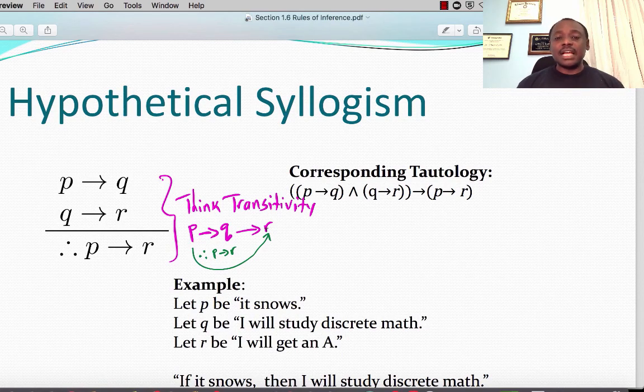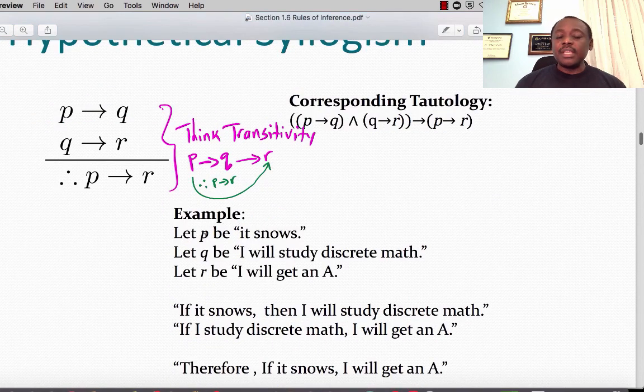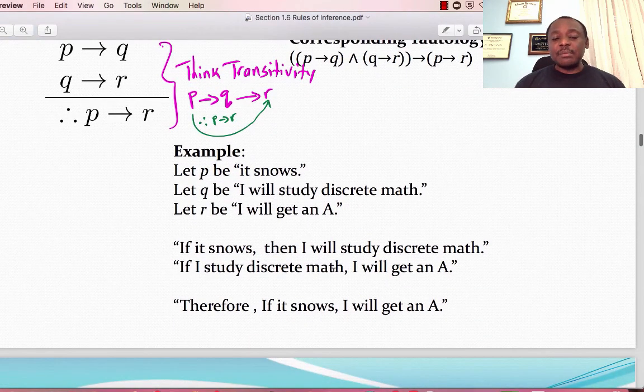That's hypothetical syllogism. P is it snows, Q is I will study discrete math, and R is I will get an A. If it snows, then I will study discrete mathematics, if that is true. And the next premise, if I study discrete mathematics, I will get an A. What is the obvious conclusion? If it snows, I will get an A.